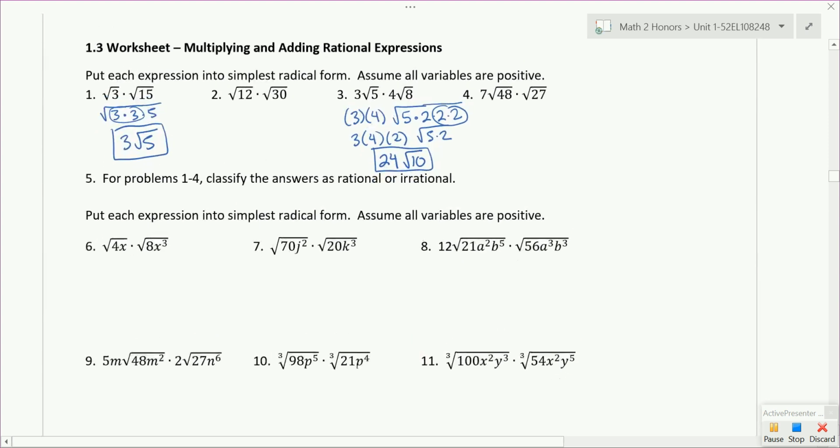Number 5, it asks for problems 1 through 4, classify the answers as rational or irrational. Well, if you simplify and you're stuck with the square root, it's going to be irrational, so that happened in 1 and 3.